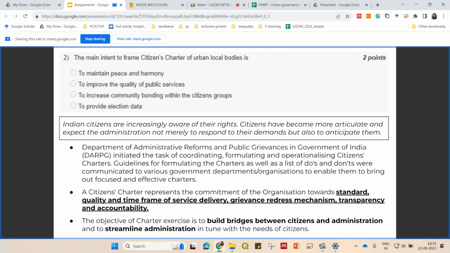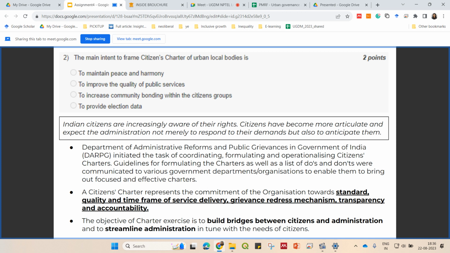So, what you need to understand here is that Indian citizens are becoming increasingly aware of their rights. So, whatever their rights are for urban development, or whatever quality of public services they are owed, they are increasingly aware of all of this, and they have become more articulate, and they don't only expect the administration to meet their demands, but they even want them now to anticipate them and function accordingly.